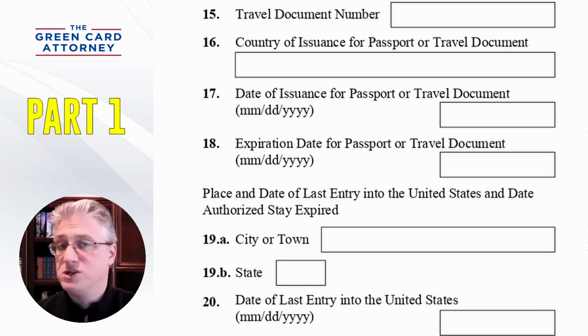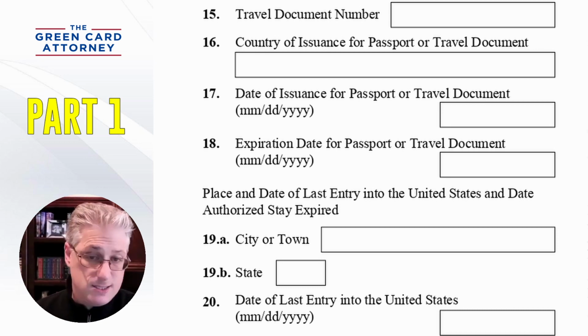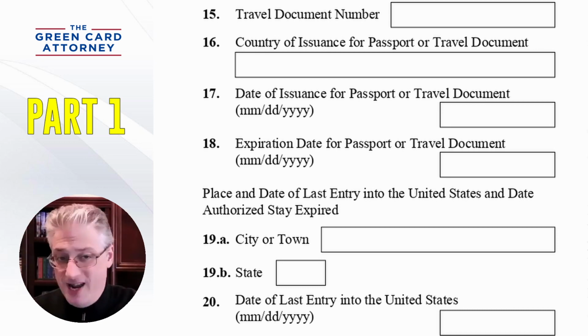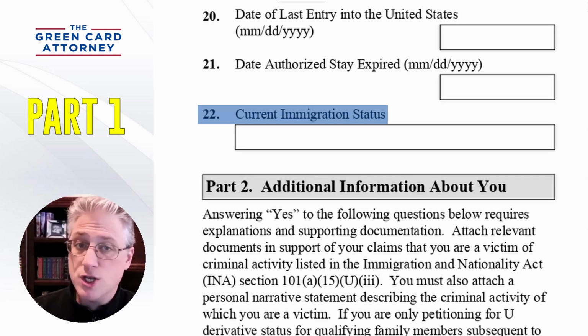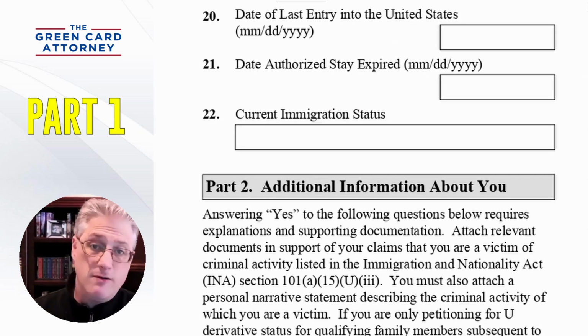Let's look at passport section for point 15 to 21. It includes just what it sounds, information from your passport. In point 22, you should enter your current immigration status. You may be a visa overstay.